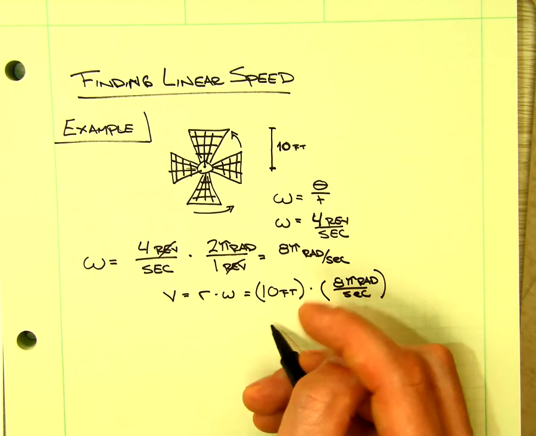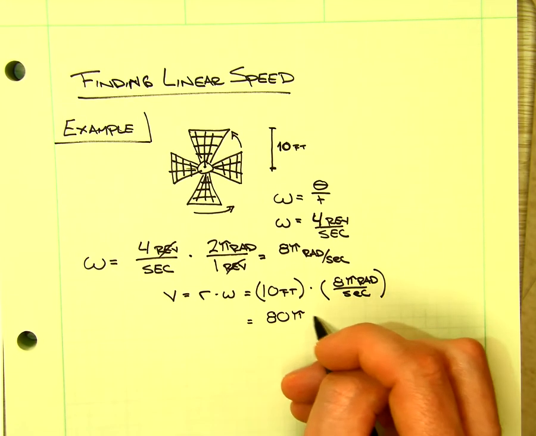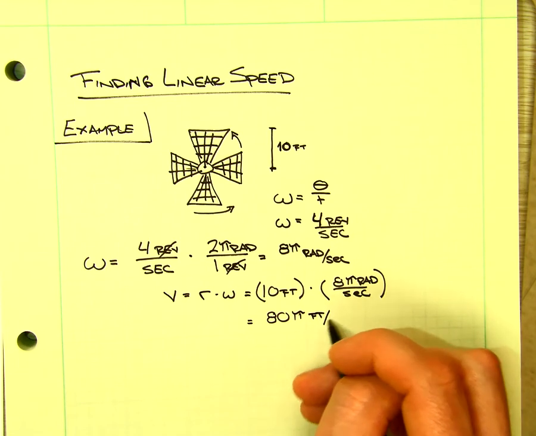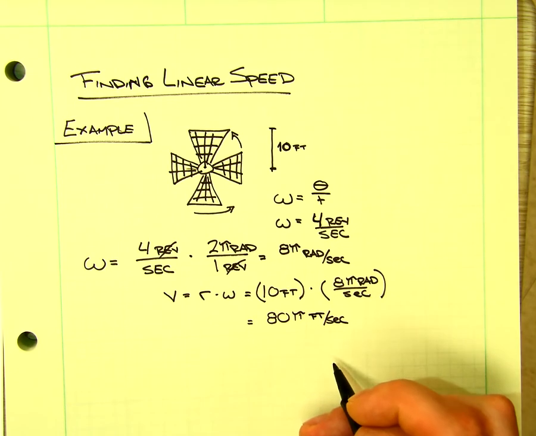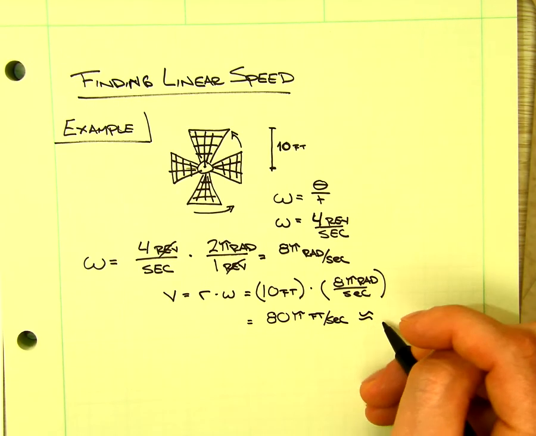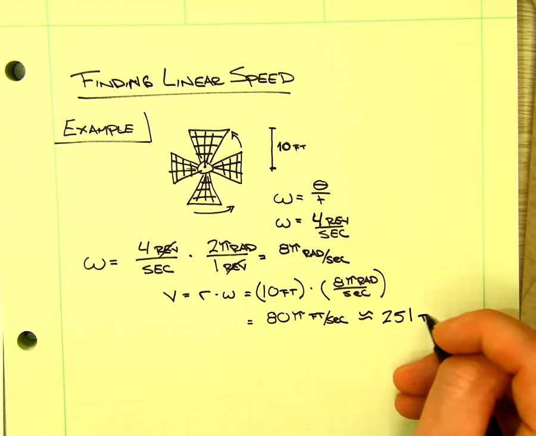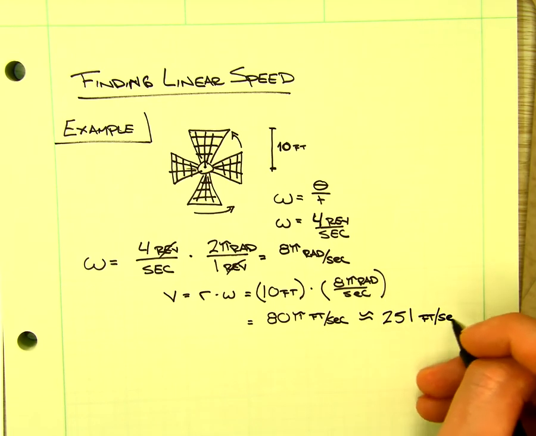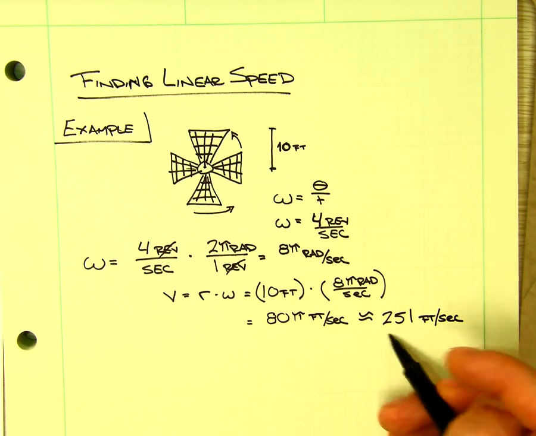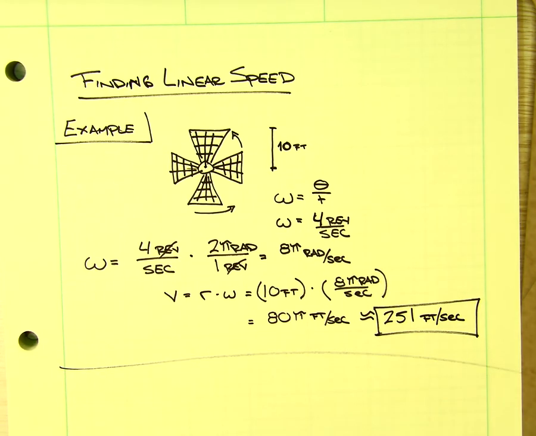So if I do this, I find out, sure enough, my little bug or squirrel is going 80 pi feet per second. Or really quickly, you can plug it into your calculator, and figure out what 80 times pi is. This is about 251 feet per second. Pretty darn fast. So if you're a little bug or a little squirrel, you better hang on for dear life. Okay, so now draw a line there.